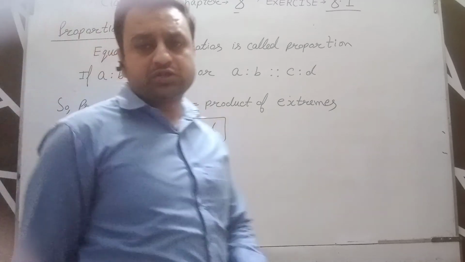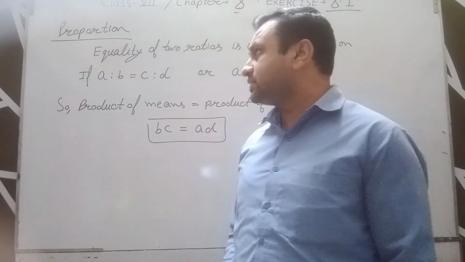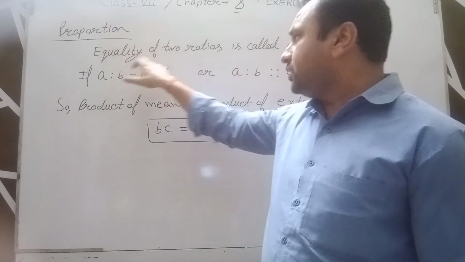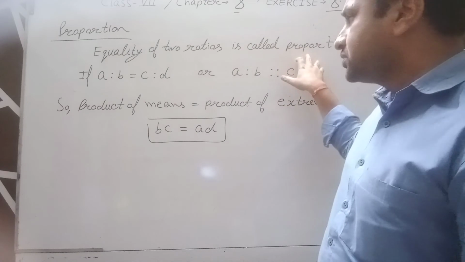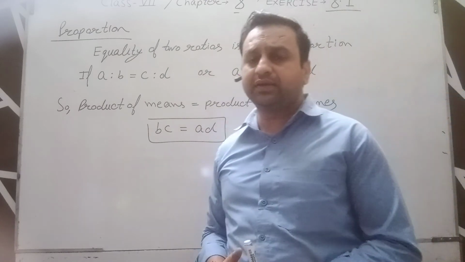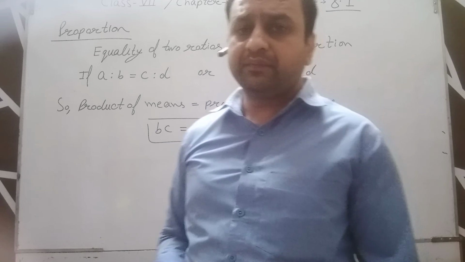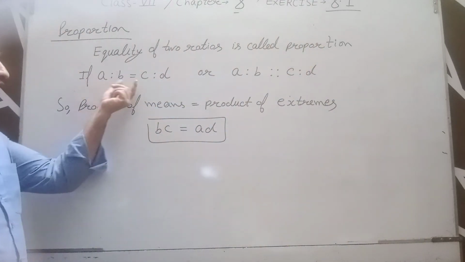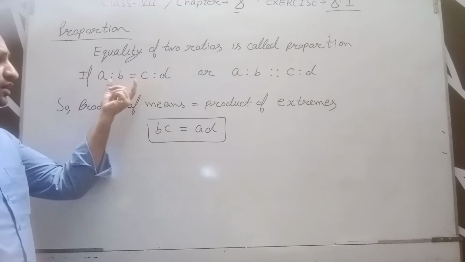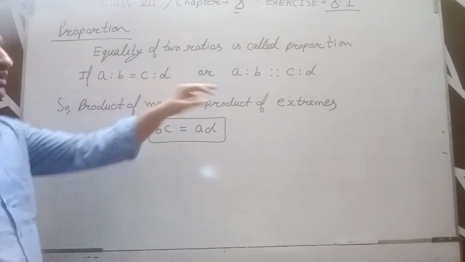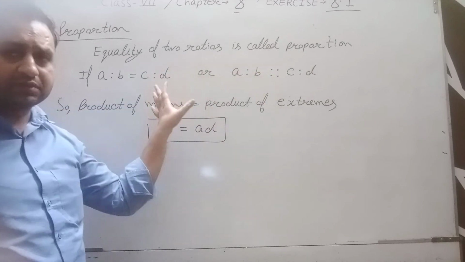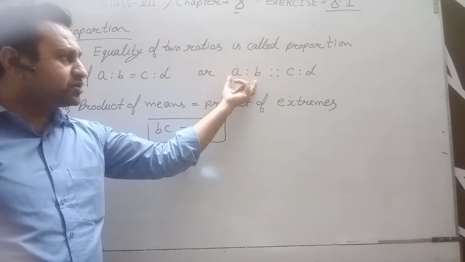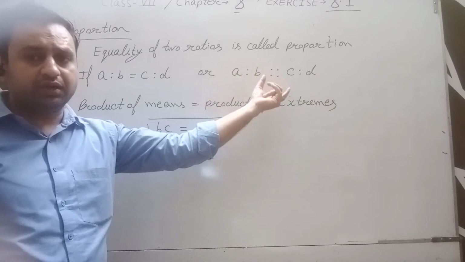Okay students, to start exercise 8.2 we discuss proportions. What is the meaning of proportions? Equality of two ratios is called proportions. When two ratios are equal, we use the word proportions, like a ratio b is equal to c ratio d. It is the sign of equal to, and it is also the sign of proportional. Both have the same meaning, but it is the special symbol of proportions. A ratio B proportional C ratio D.